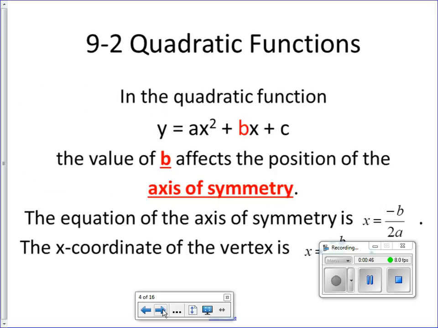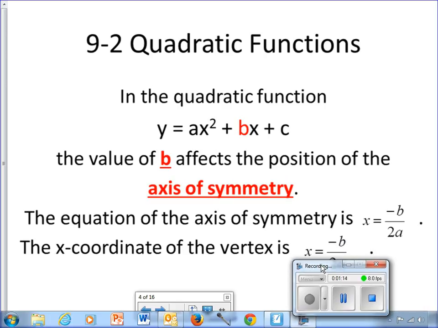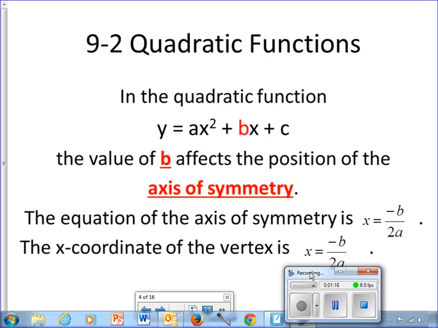All right, so in the quadratic function y equals ax squared plus bx plus c, the value of b affects the position of the axis of symmetry. In our previous quadratic equations, we've not had that middle term, and so we found that our axis of symmetry was the y-axis itself, or x equals 0. But in these equations, we're now going to be moving that axis of symmetry someplace else.